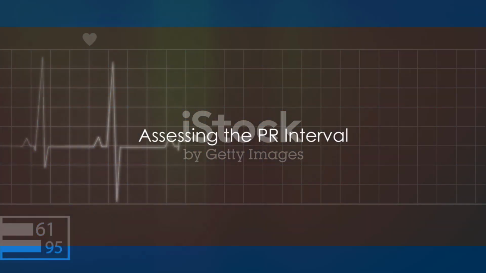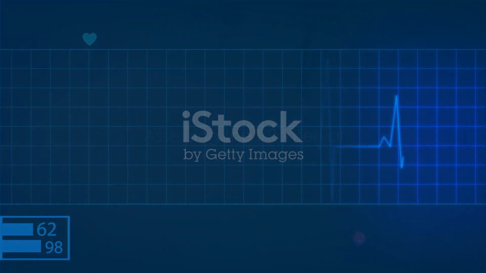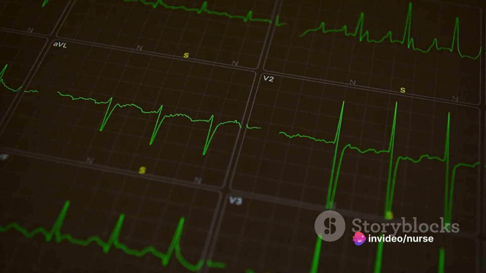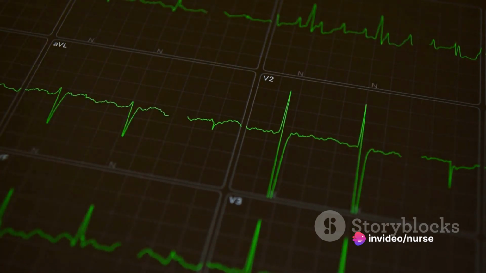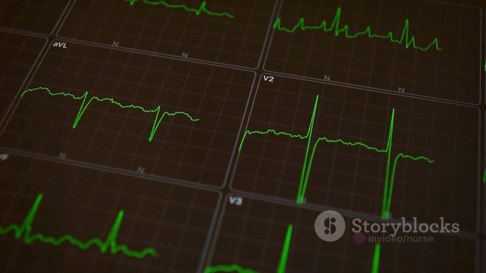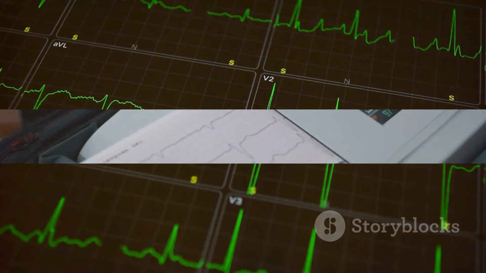The seventh step involves assessing the PR interval, which represents the time it takes for the electrical impulse to travel from the atria to the ventricles. The normal duration ranges from 0.12 to 0.20 seconds.